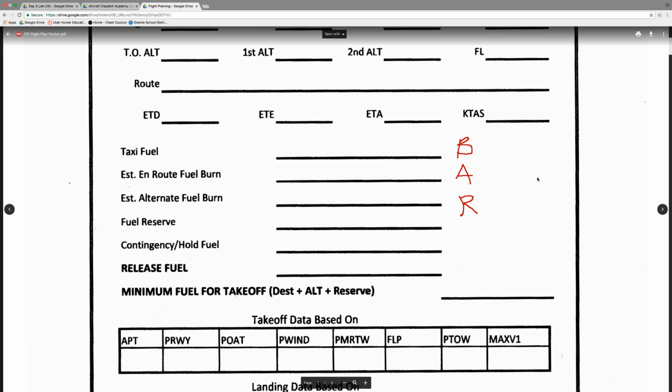So to the furthest alternate, and then R is reserve. That's our 45 minutes of cruise, okay? We call that reserve. So burn, alternate, and then reserve. This is a lot harder than it looks to draw with this, just so you guys know. You're doing great. All right. Okay. Burn, alternate, reserve. You guys write that down, memorize it.